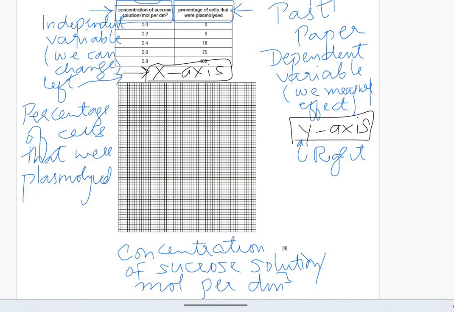Okay, so अब हमारा एक नंबर पक्का हो गया because we have selected the correct axis. Now we have to select the correct scale. We have to draw the correct scale. Concentration we can say 0.0, 0.2, 0.4, 0.6, 0.8.